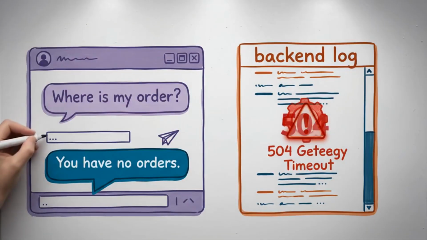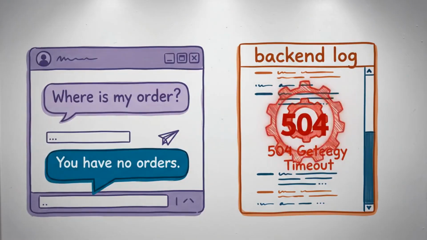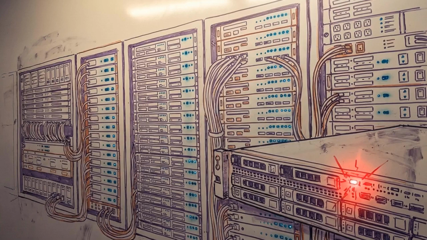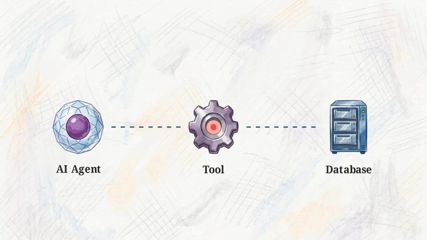Let's look at an enterprise refund agent tasked with a standard customer request, finding out where their order is. Behind the scenes, the agent attempts to fetch the record, but hits a transient 2-second database timeout. This diagram maps the query.